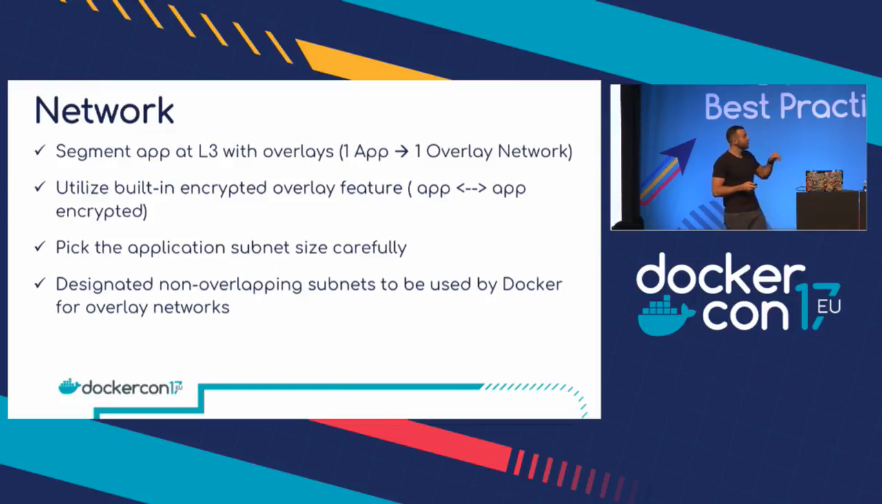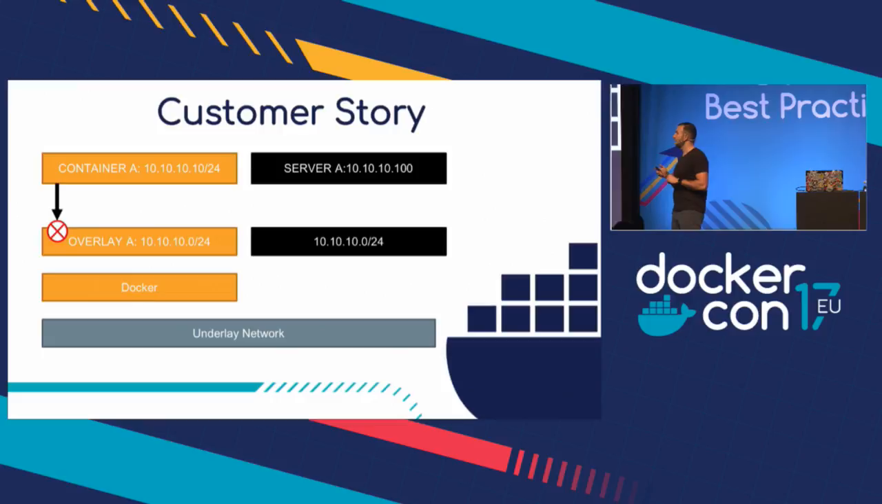Pick the application subnet size carefully. What I mean by that is, a lot of times people leave subnets to use the default, which is /24, which means that they're limited to 254 containers per network, and sometimes they need more than that. So if you think that your application needs more than that number, you can define that when you create the network itself. Finally, designate non-overlapping subnets to be used by Docker for overlay networks. I'm going to highlight that in the next segment here.